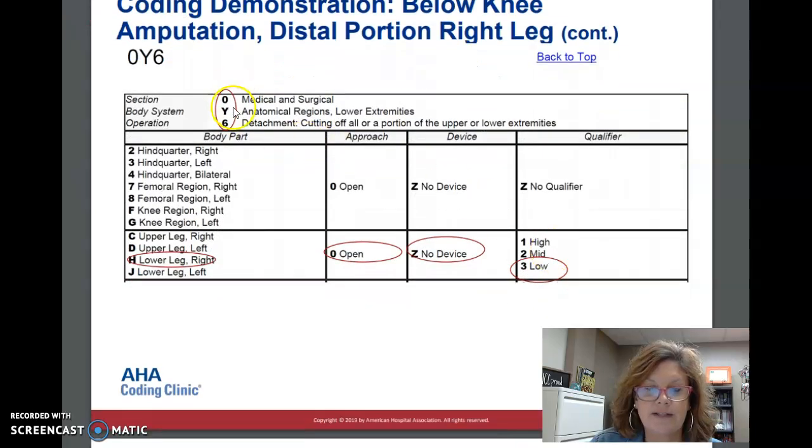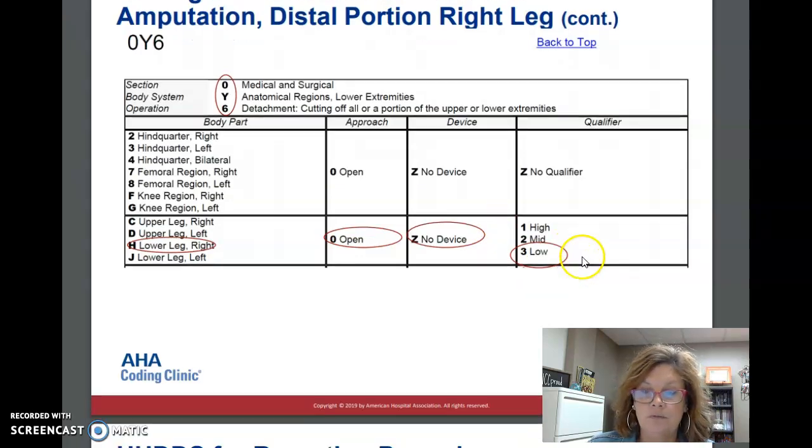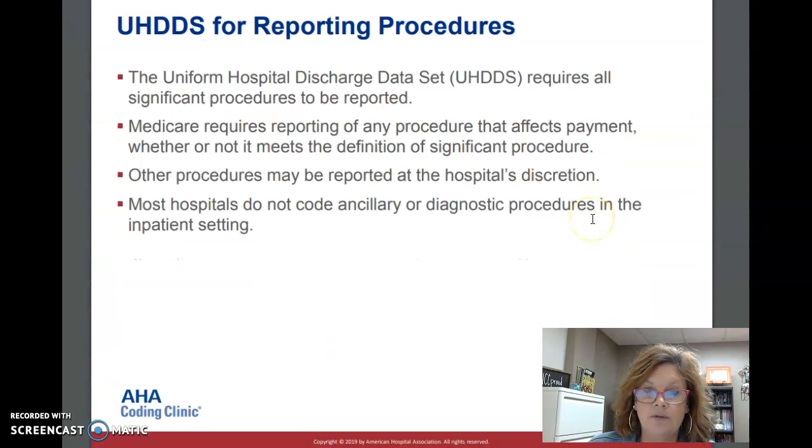So again, here's a nice little demonstration of what the table looks like. So I looked it up in the alpha. It gave me 0Y6. I find lower leg right. I stay in this row, 0, Z, and then again, I have to pick between high, mid, low. So with that, again, we know it's low, and that's my code.